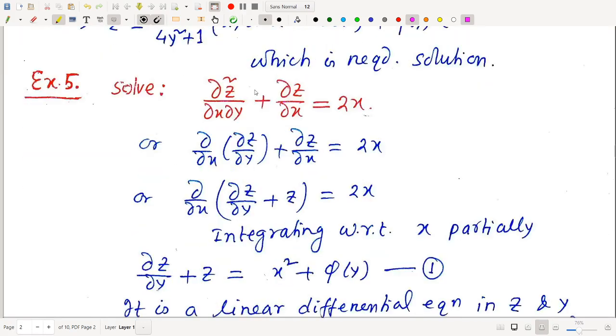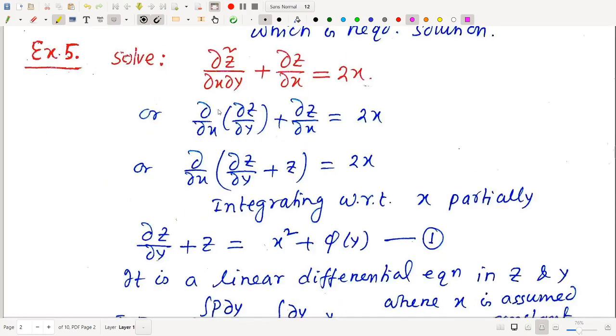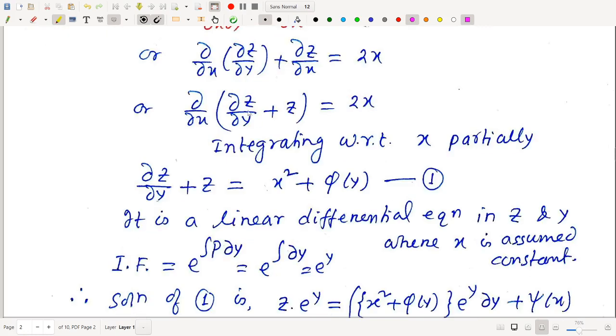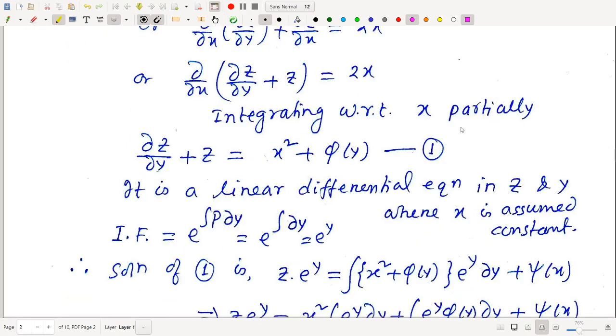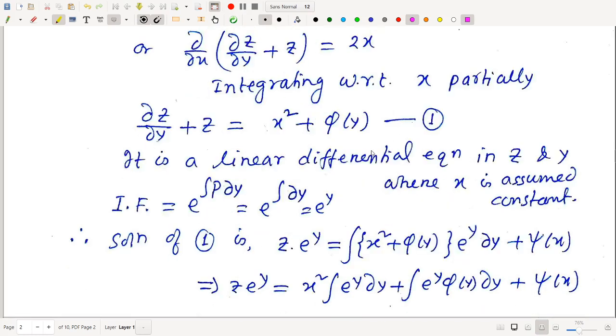Number 5. Del square z by del x del y plus del z by del x equal to 2x, or del x of del z by del y plus del z by del x equal to 2x, or you can write in one bracket del x of (del z by del y plus z) equal to 2x. Now integrate with respect to x. We get del z by del y plus z equal to integration of 2x, which will be x square by 2 times 2, so these 2 will be cancelled, so x square plus phi(y). But integrating partially with respect to x, phi(y) is an arbitrary function of y.